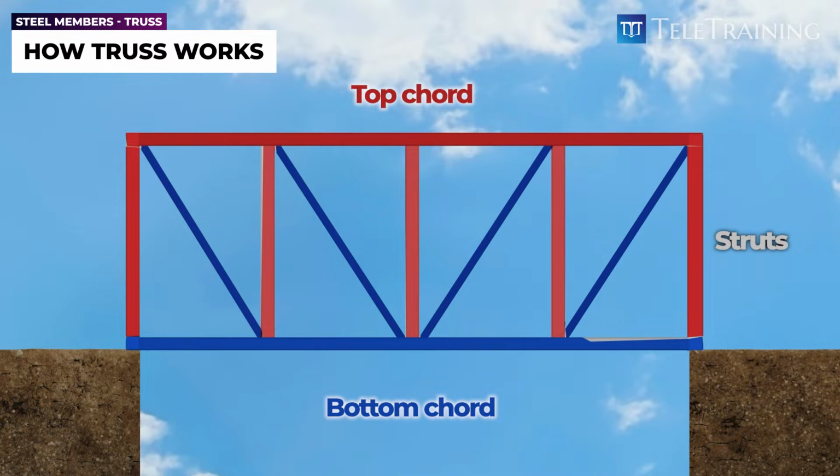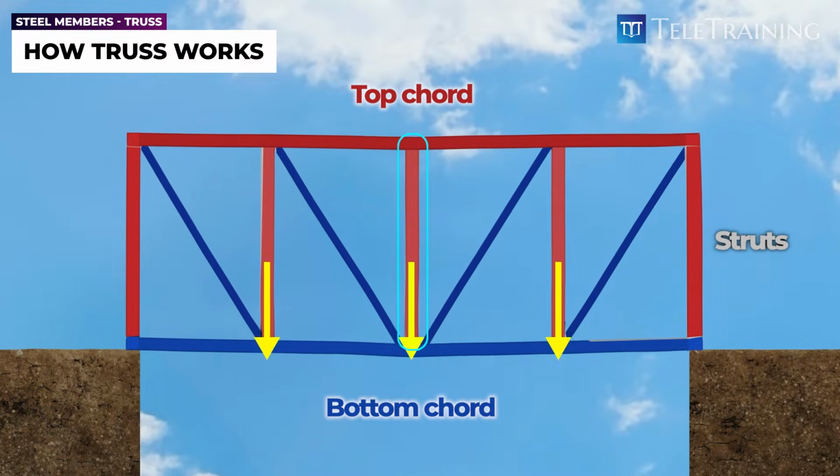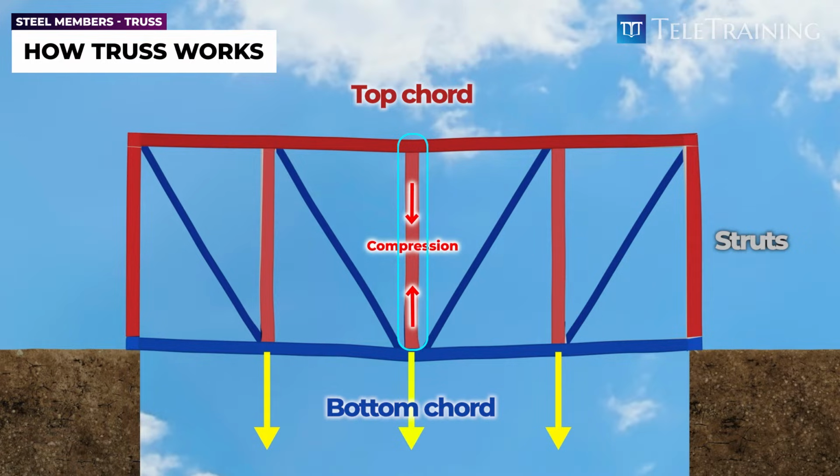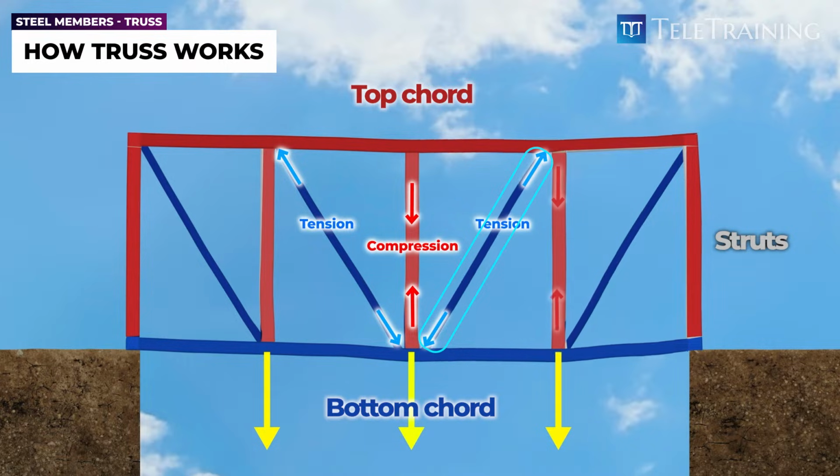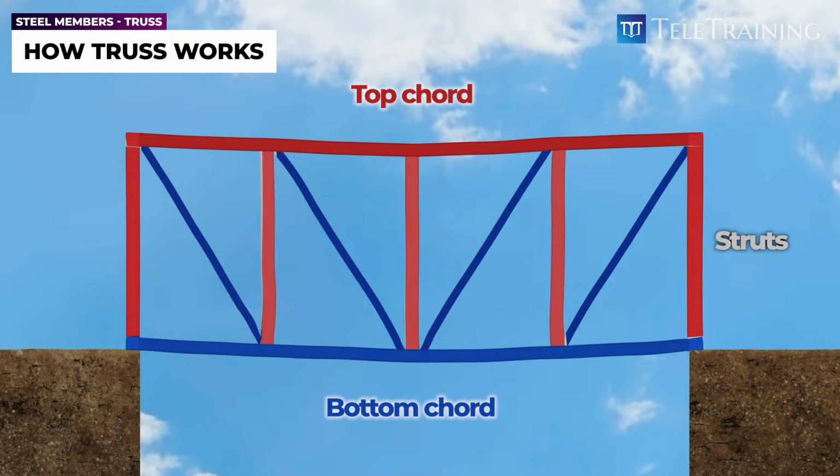For example, if you look at this vertical member and imagine the vertical load coming down into it, you will see that this member will be in compression. Furthermore, if you imagine this vertical member being pushed downwards, this action will stretch the two diagonal members, putting them into tension. Following on from this, if you imagine this diagonal member being pulled downwards, you will see that this action will compress this vertical member, putting it into compression. As you can see, the forces in the diagonal and vertical members alternate. One is in compression, while the other is in tension.